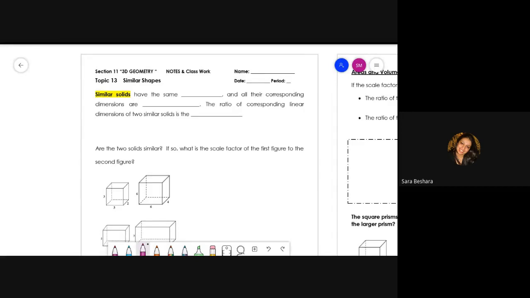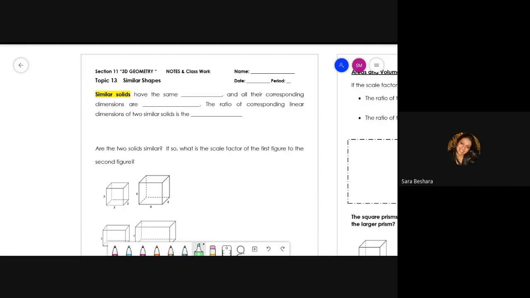In this video, we will cover topic 13, which is similar shapes, and then I will have one more video to cover topic number 14, which will be cross section, and that will end section number 11, the 3D geometry. Then, after that, we will go ahead and review and test for the end of the year. So, stay with me, we're almost there. Hang tight, okay? All right.